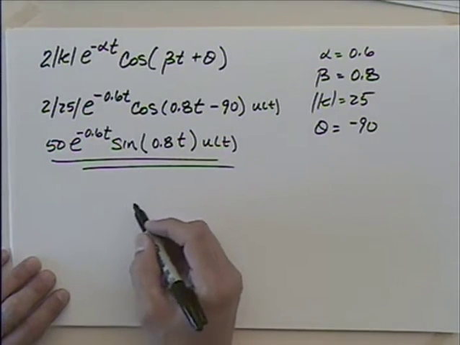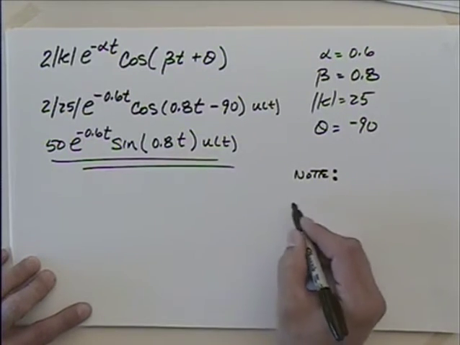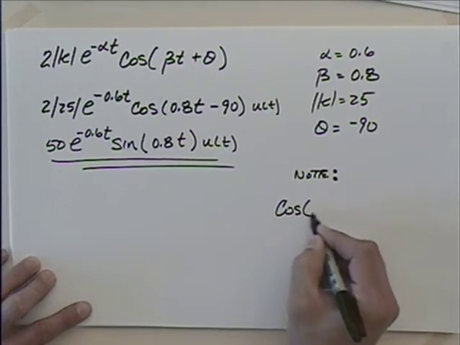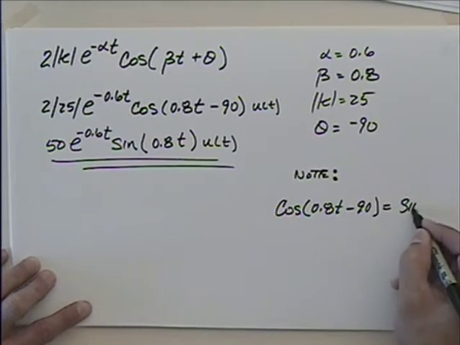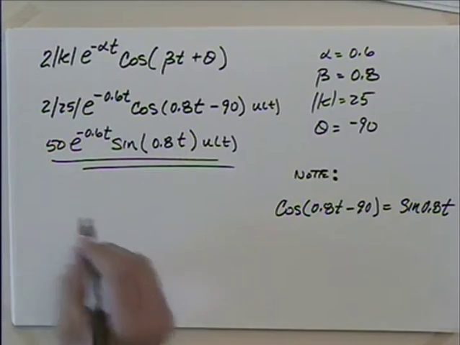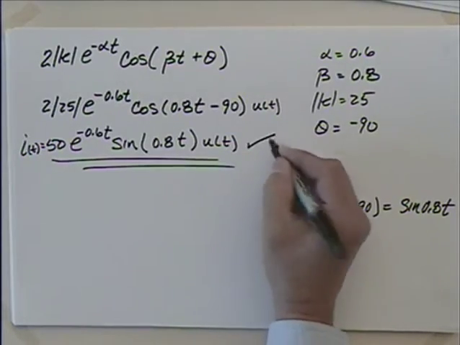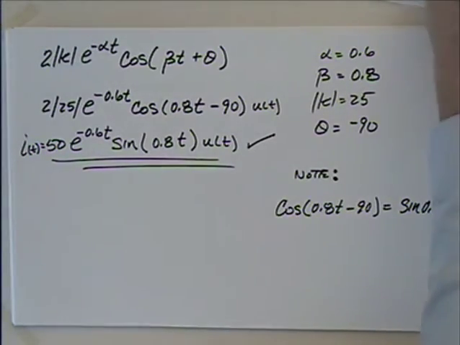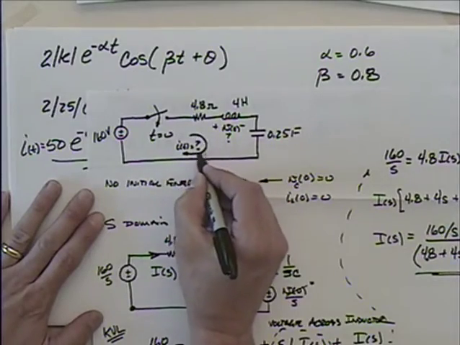So let's make sure we didn't make this more complicated than it needed to be. The cosine of 0.8t minus 90 is just equal to the sine of 0.8t. So just simplified that a little bit. So that's I of t, isn't it? So that got that part done. We were looking for I of t. We were looking for this current here, right?